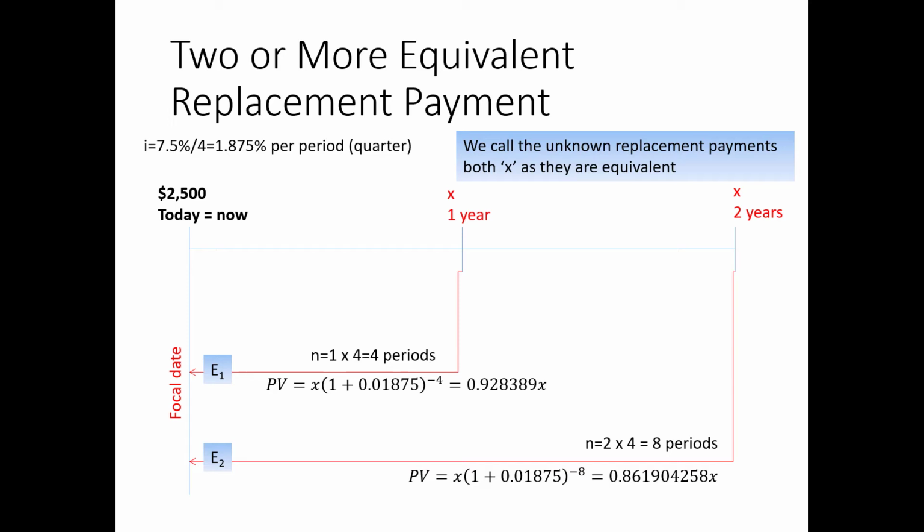We got $2,500 today. We're replacing it with a couple of payments in 1 and 2 years from now. These are unknown payments. Call them X if you like. And so we find the present value of those x's, right? Because the due date of those two payments happen in the future relative to the focal date. So we're finding a couple present values.